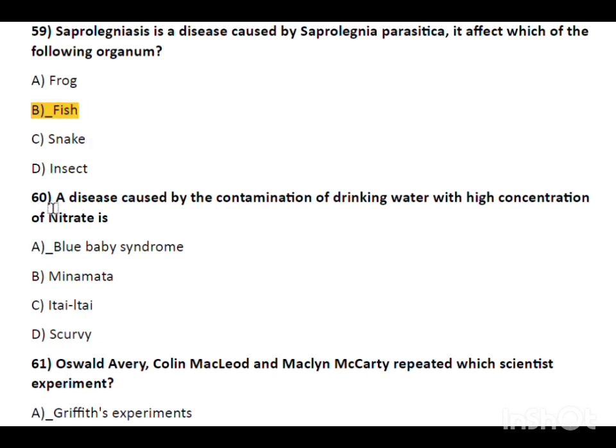Then question number 60. A disease caused by the contamination of drinking water with high concentration of nitrate is option A blue baby syndrome, option B Minamata disease, option C Itai-itai disease, option D scurvy. The correct answer is option A blue baby syndrome.